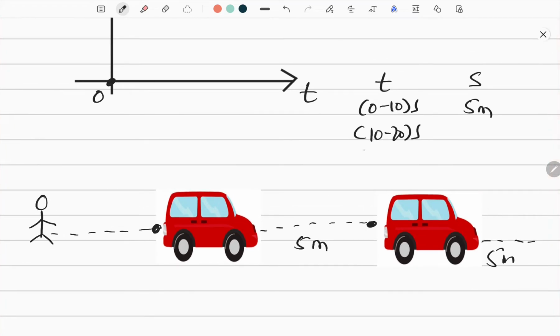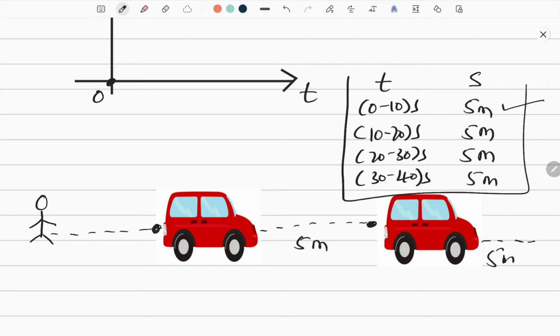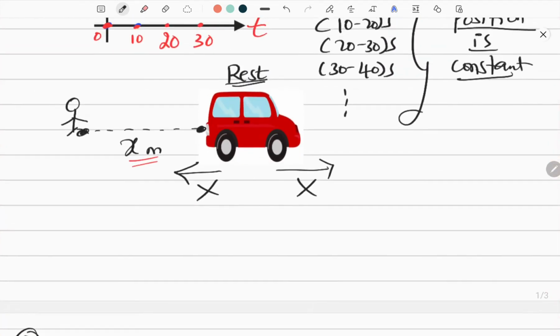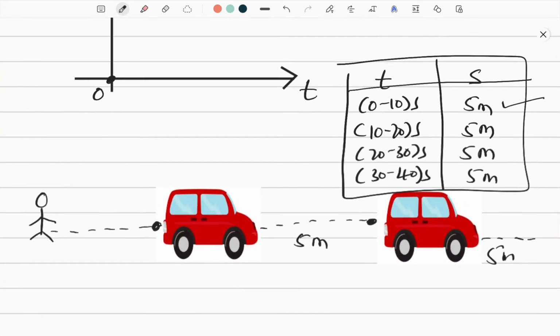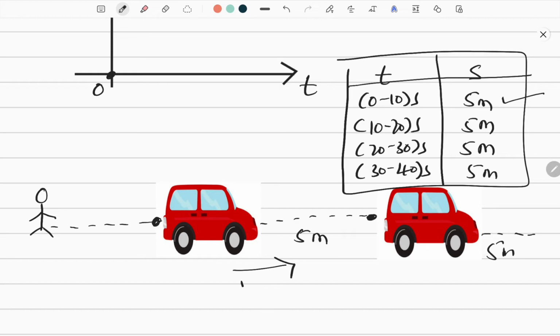Like that, for every 10 seconds he kept on observing, and every 10 seconds it is going 5 meters. 0 to 10 seconds when he observed, that car went for 5 meter, and here also 5 meter, here also 5 meter. For every 10 seconds, I mean car is going for how many meters? Car is going for 5 meters. Initially it was at rest, it was not at all moving, but here it is moving in the forward direction. Every 10 seconds 5 meters, every 10 seconds 5 meter, it is going like this.